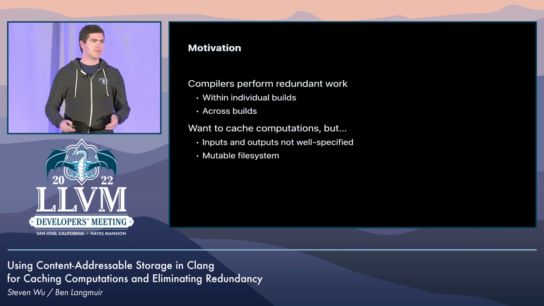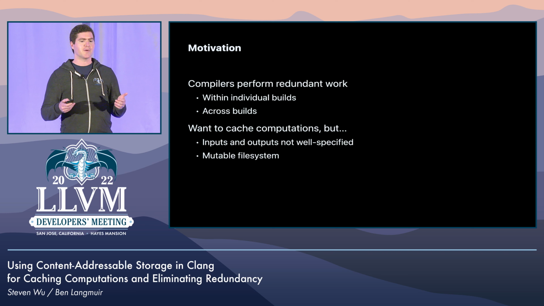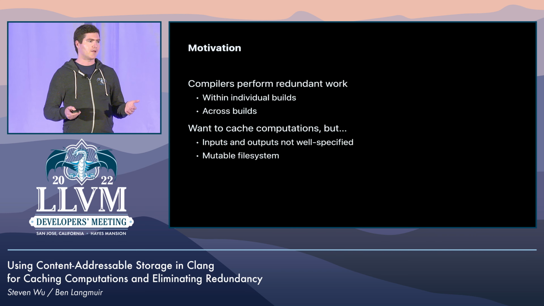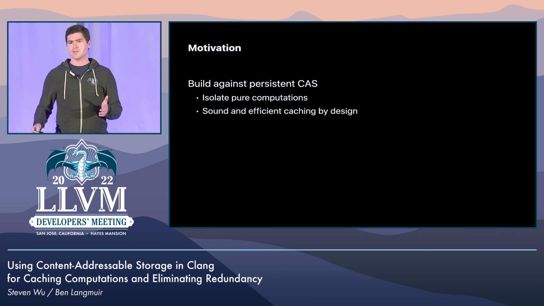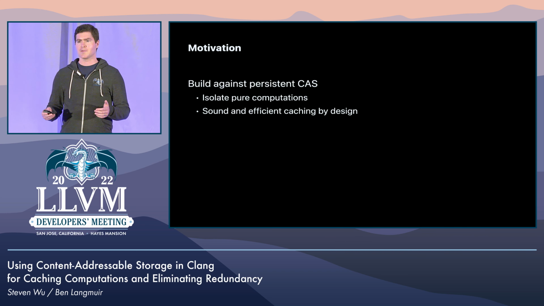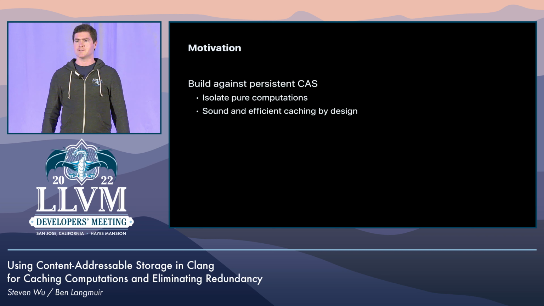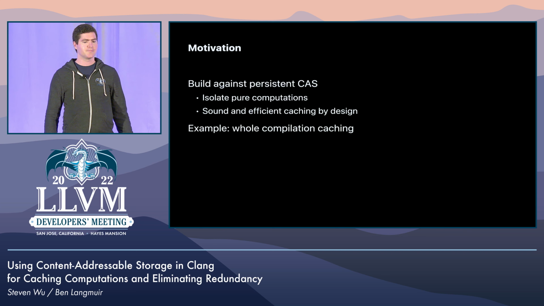We'd like to be able to cache these computations, but unfortunately, the inputs are not always well specified in the compiler. And we get these inputs from a mutable source, which is the file system. Our solution to this is to use a persistent cache and build against it. This allows us to isolate the pure computations of the compilation from the mutable file system. This gives us a sound and efficient basis for doing caching that's correct by design.